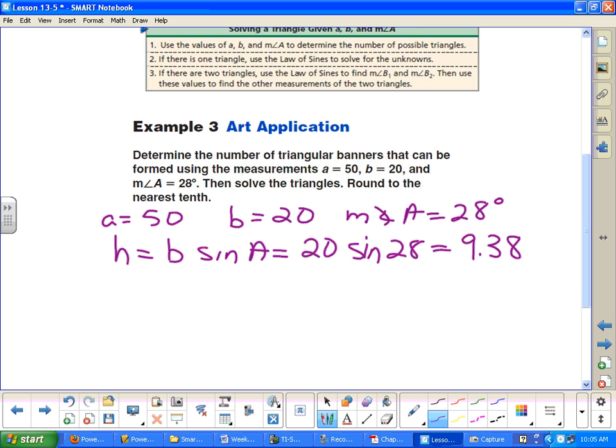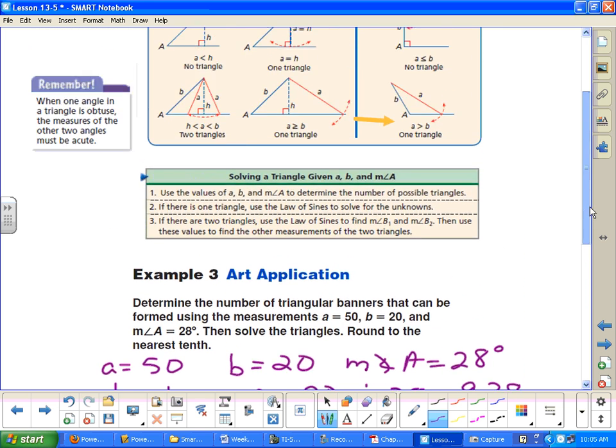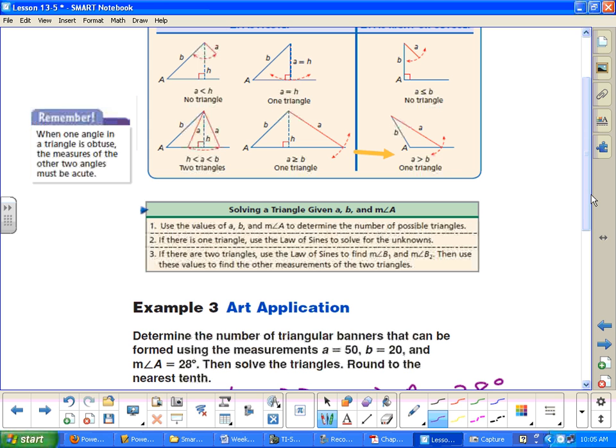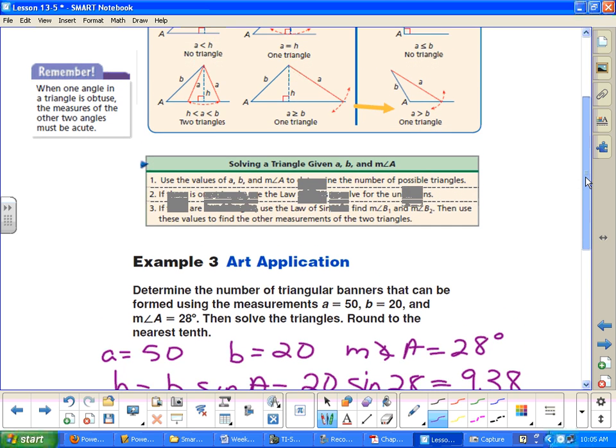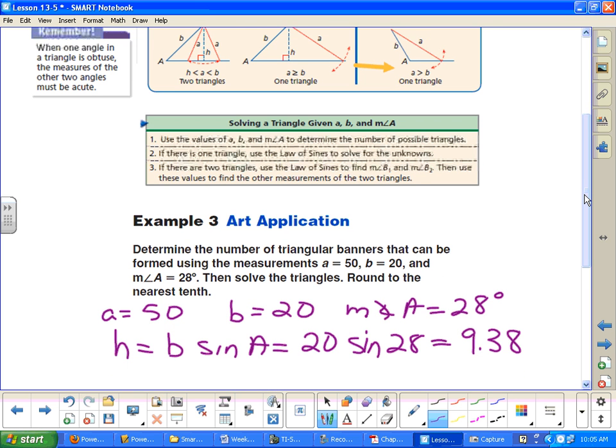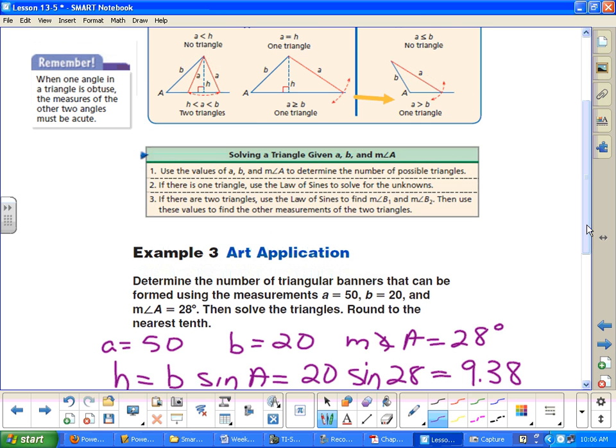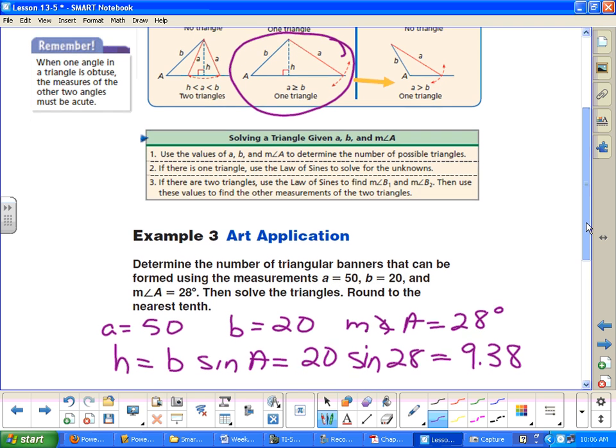All right. So we need to compare those lengths. Is A less than H? Nope. A is 50, H is 9.38. Is A equal to H? Nope. Is A between H and B? Nope. So it says A is greater than B, 50 is greater than 20. So that means there is one triangle, and we're going to solve that one triangle by using the law of sines.